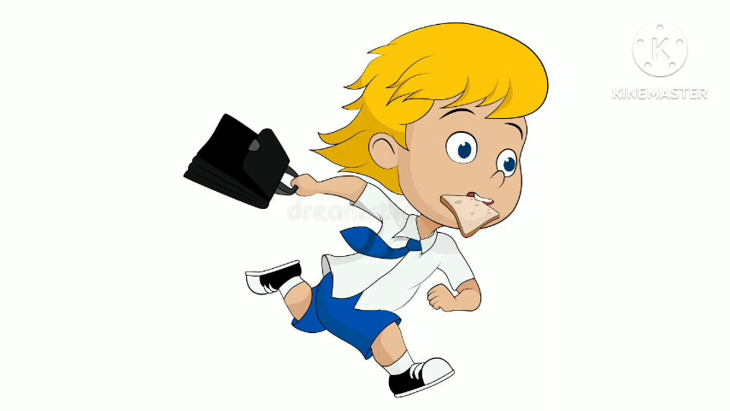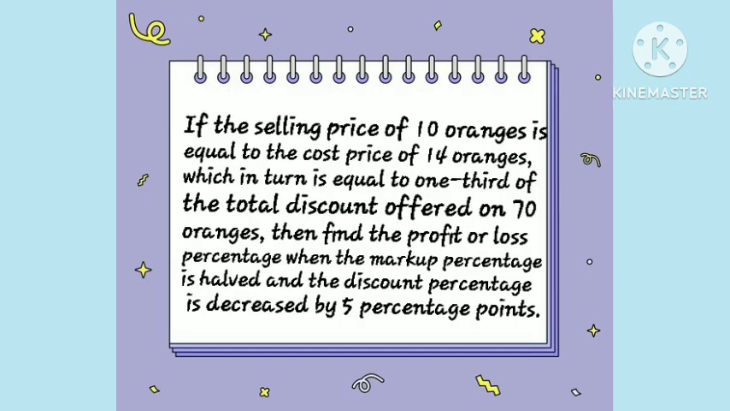Then came this question. If the selling price of 10 oranges is equal to the cost price of 14 oranges, which in turn is equal to one third of the total discount offered on 70 oranges, then find the profit or loss percentage when the markup percent is halved and the discount percentage is decreased by 5 percentage points.